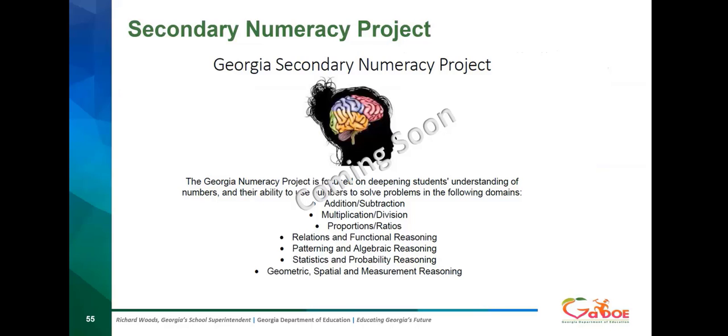The Georgia Numeracy Project is a great resource for kindergarten through 7th grade, and to extend that farther into middle school and then into high school, we are developing the Secondary Numeracy Project. The Secondary Numeracy Project is focused on deepening students' understanding of numbers and their ability to use numbers to solve problems in the following domains: addition, subtraction, multiplication, division, proportions, ratios, as well as relations and functional reasoning, patterning and algebraic reasoning, statistics and probability reasoning, as well as geometric, spatial, and measurement reasoning.